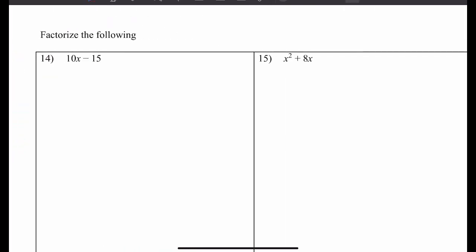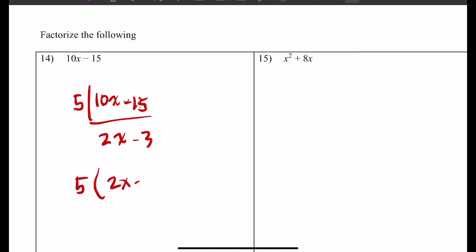Let's go to number 4. Factorize again. Okay, very good. Most of you got this. So make a ladder. Okay. So you have common factor of 10 and 5 is 5. 10 divided by 5 is 2. Bring down the x. 15 divided by 5 is 3. So the final answer is this.